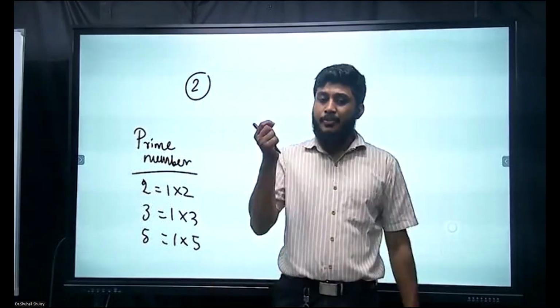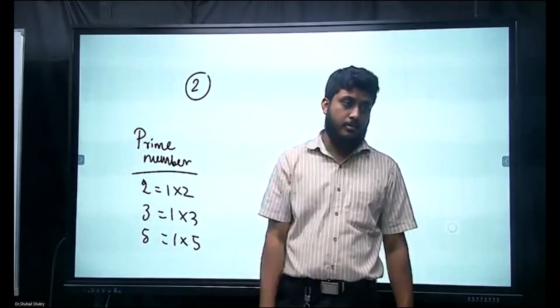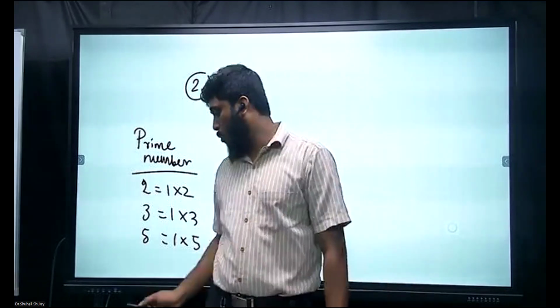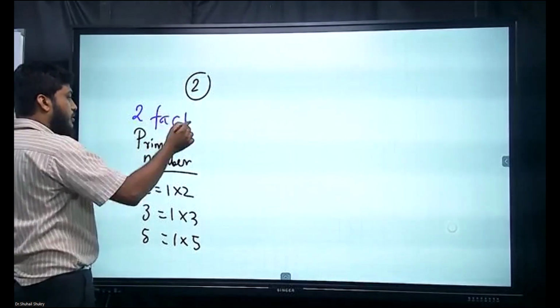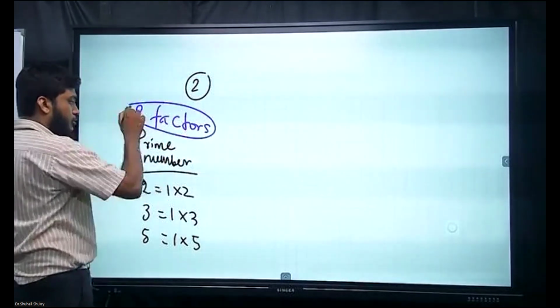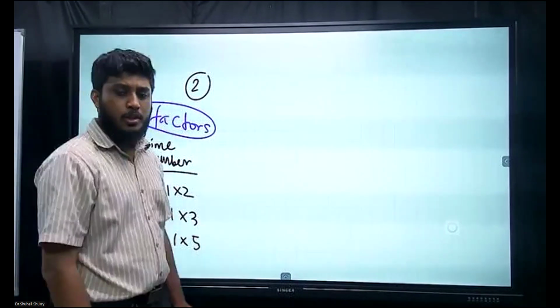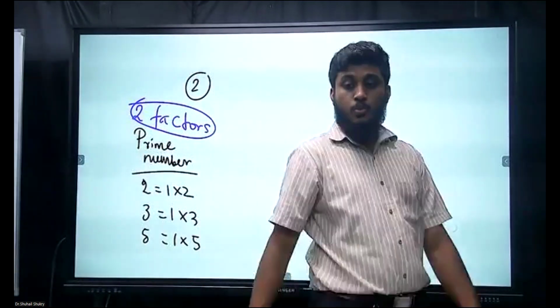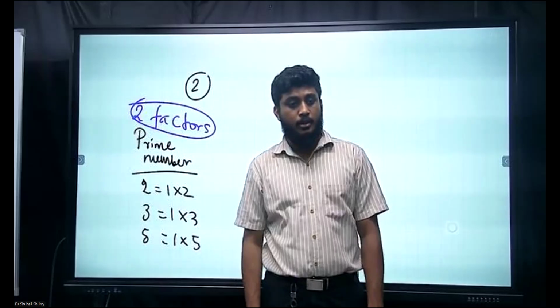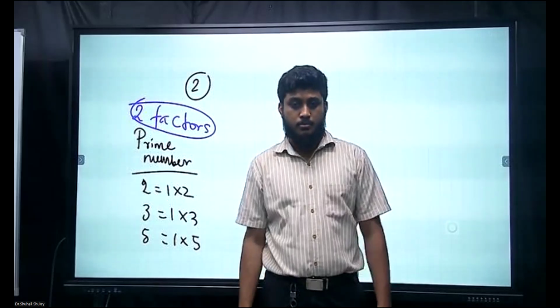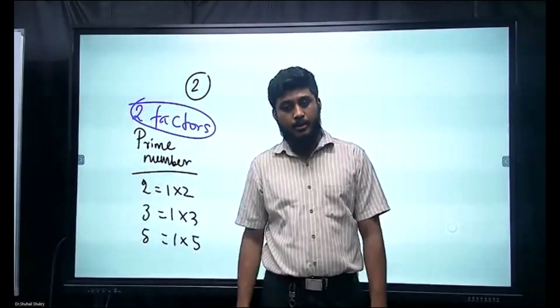Prime number means a number which has two factors. So if you don't know these things, the things which have two factors. Two factors means the smallest prime number is 2. What's the largest prime number? Who can tell the largest prime number? Can't tell. No one can tell.